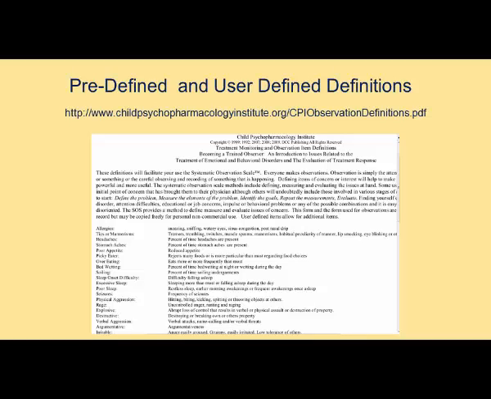Predefined items are provided within the program by hovering the cursor over the item name, and they are also available online. In addition to these predefined items, primary observers can create user-defined items to measure as well.